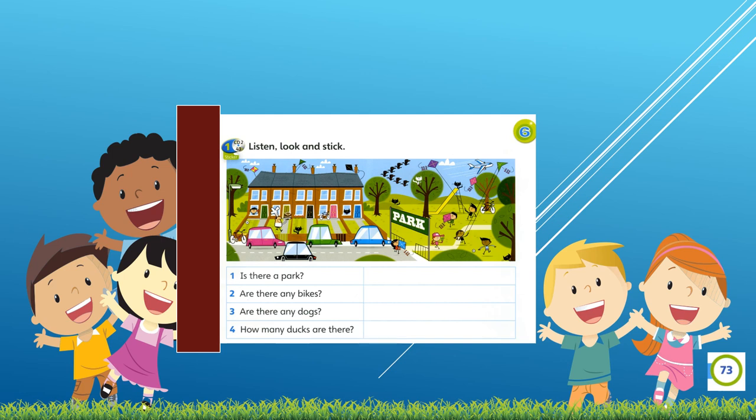Look at the picture. Okay. Is there a park? Yes, there is. Are there any bikes? Yes, there are. Are there any dogs? No, there aren't. How many ducks are there? There are 7.